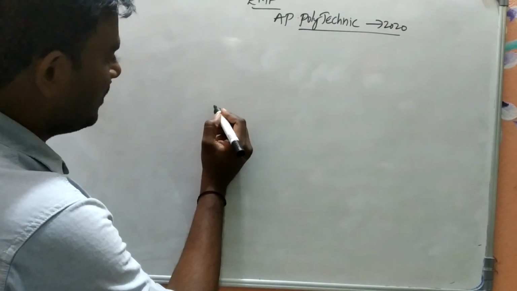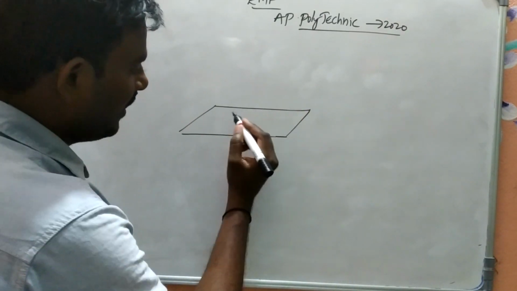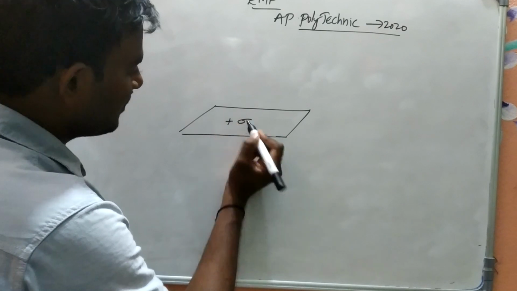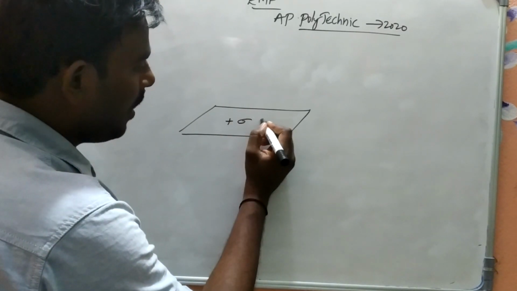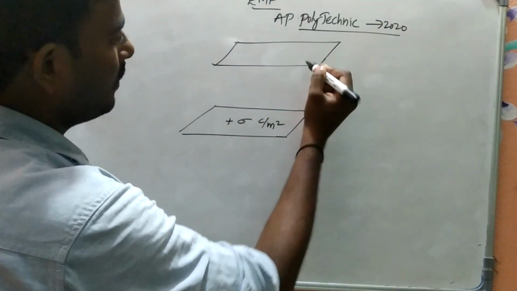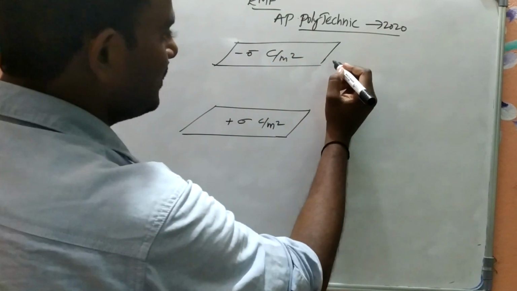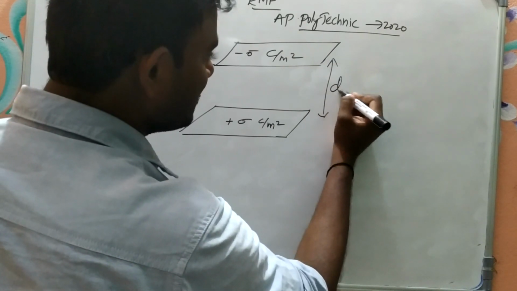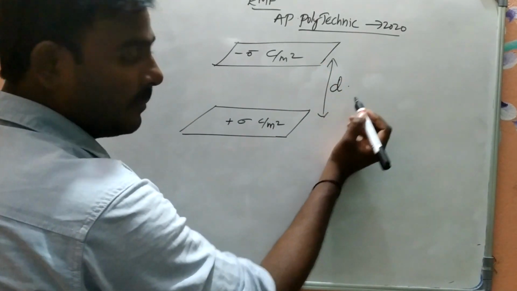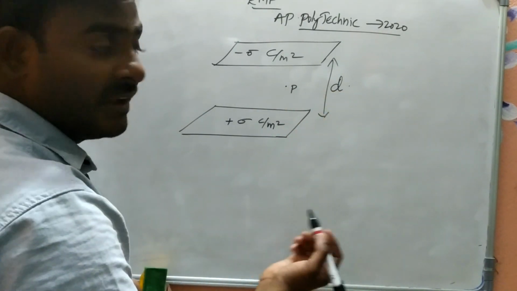So the question is like this: you have two charged sheets given. One charged sheet is having plus sigma coulomb per meter square area, and you have another sheet of minus sigma coulomb per meter square area, and these two are separated by a distance d. Now, when two sheets are placed like this, separated by a distance d, at anywhere in between the sheets, what is the electric field intensity?